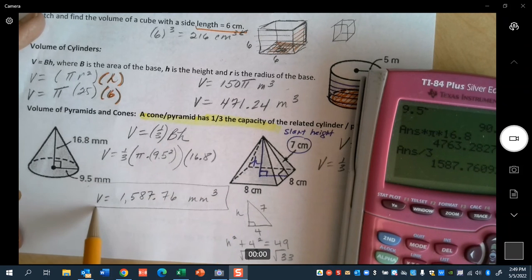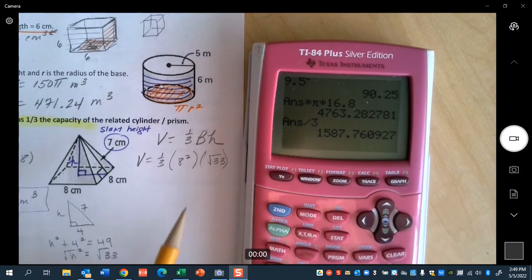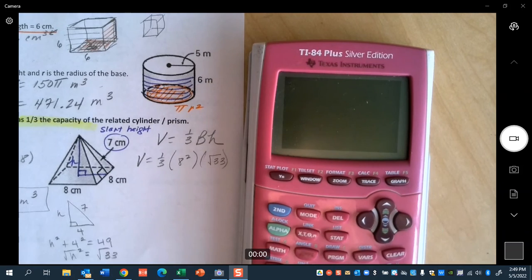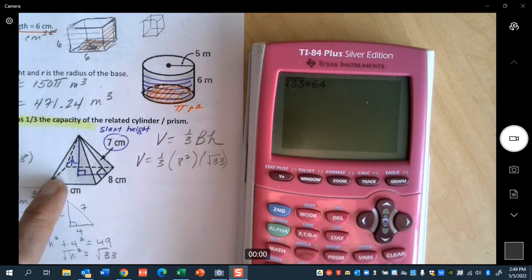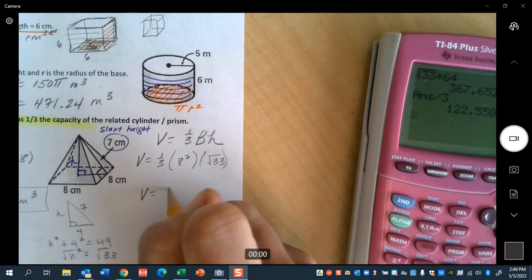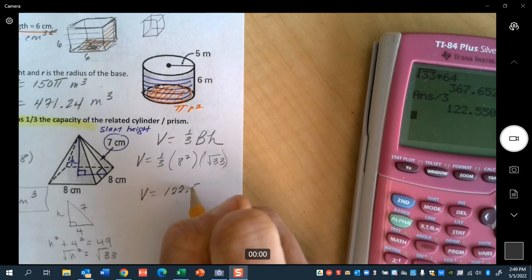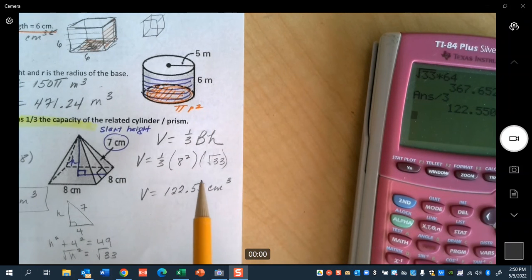You better be pressing the buttons, because on SOL day, no one's going to be there to give you the answers. All right, let's talk about this one. When I go to calculate this one, I'm going to do the square root of 33, arrow out, times 64. That's my area of the base, times my height, divide by 3. And I get my volume is equal to 122.55 centimeters cubed. How are we doing on that one?